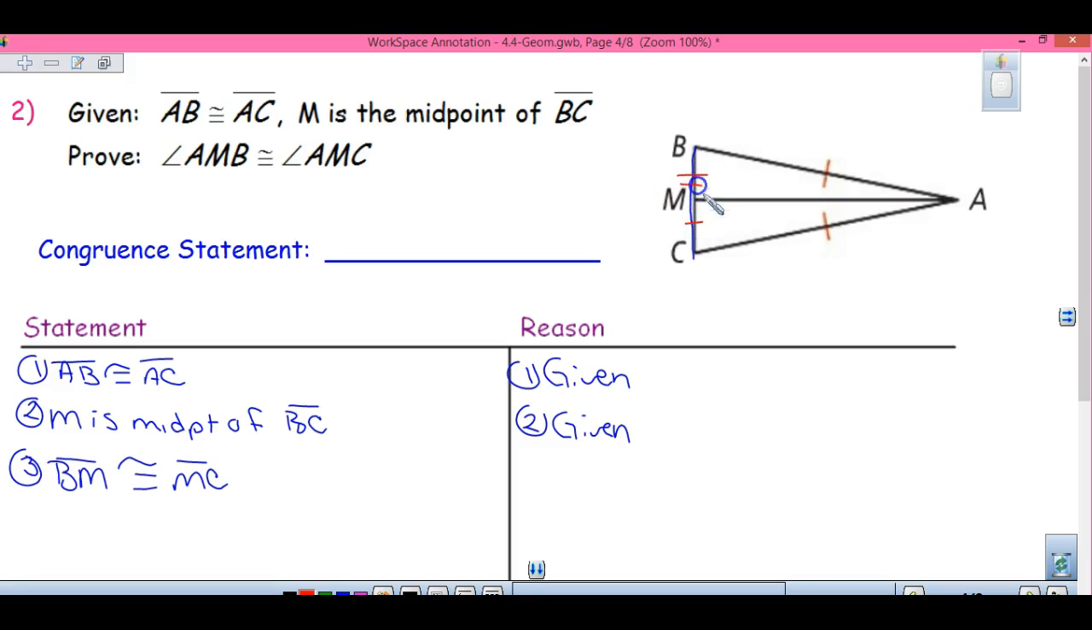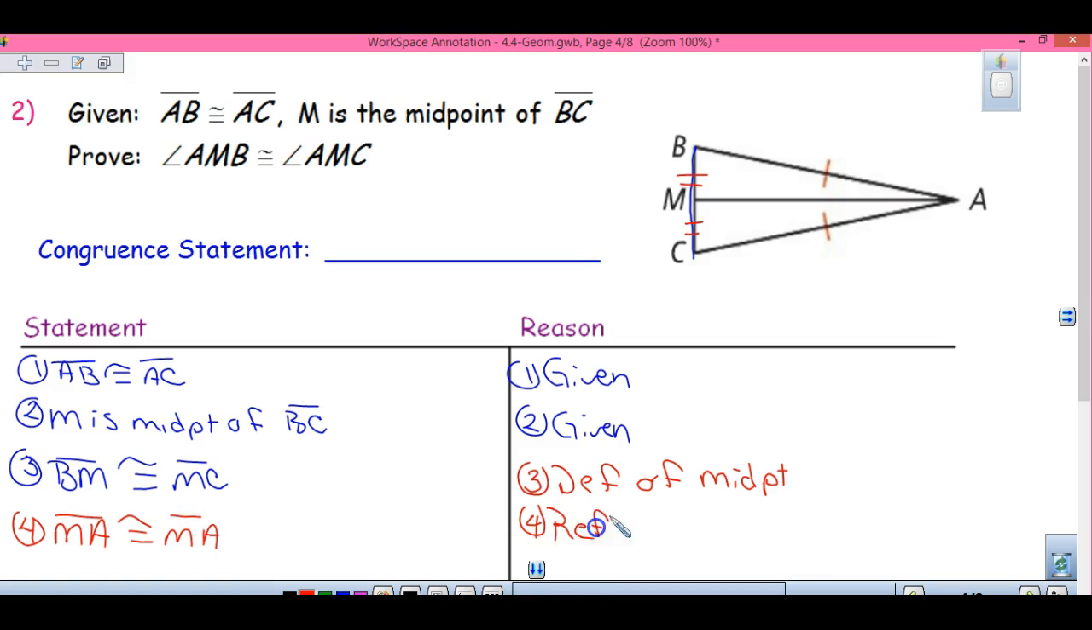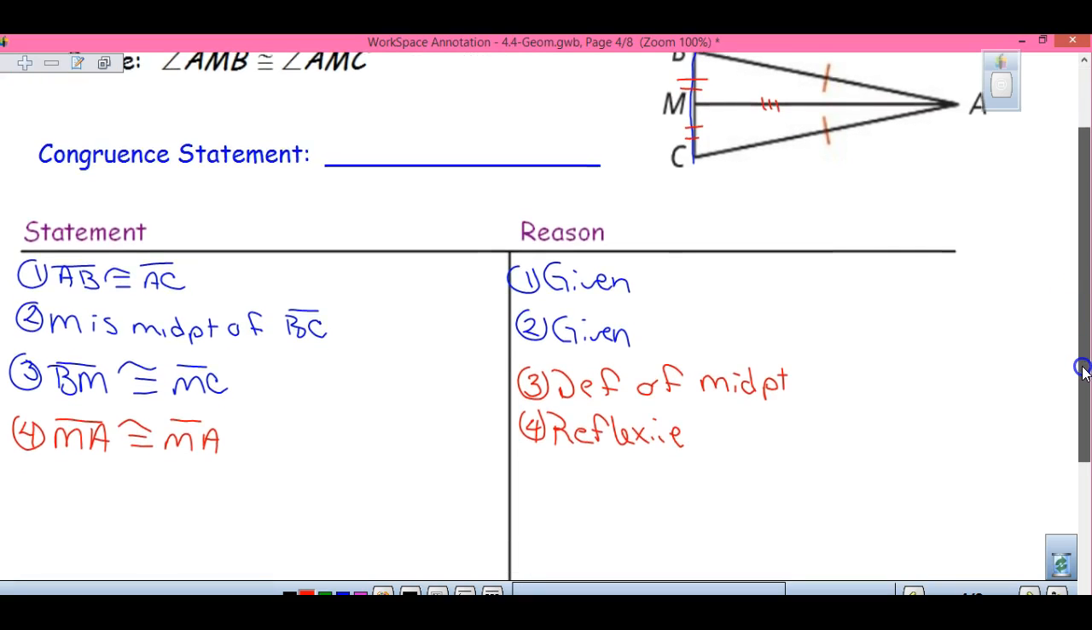What else? Oh, yep, you're right. We've got a right definition of a midpoint. Okay, what else is congruent in my picture? MA is congruent to MA, because that is reflexive, yep. Okay, now do I have enough information to say that my triangles are congruent?